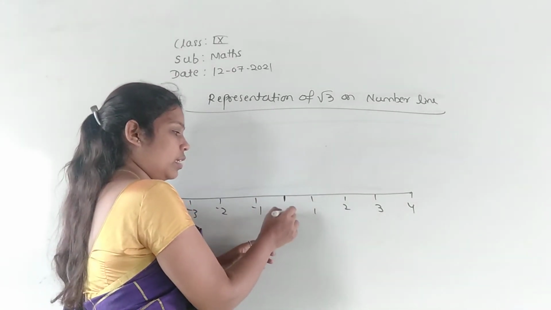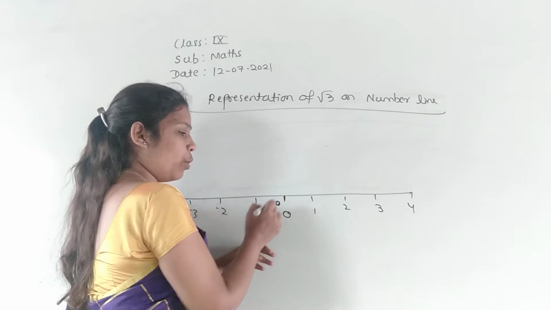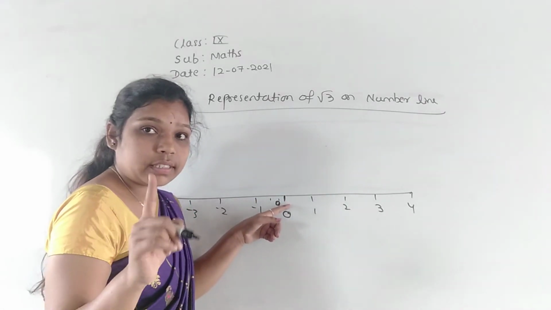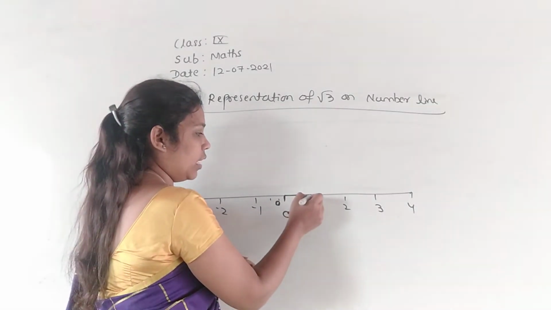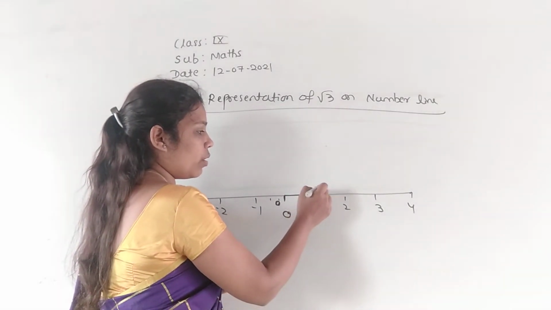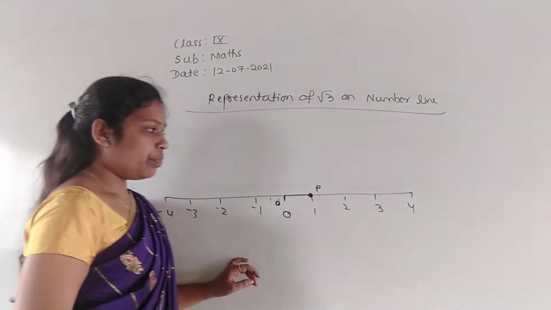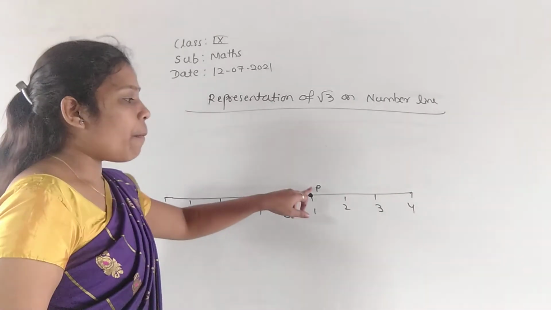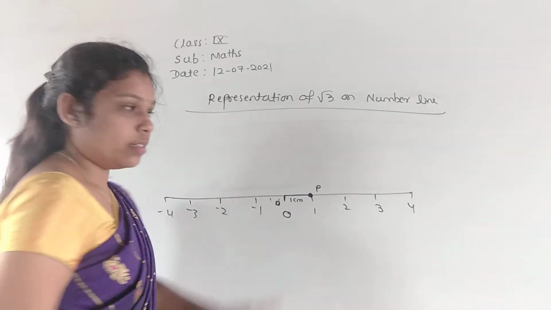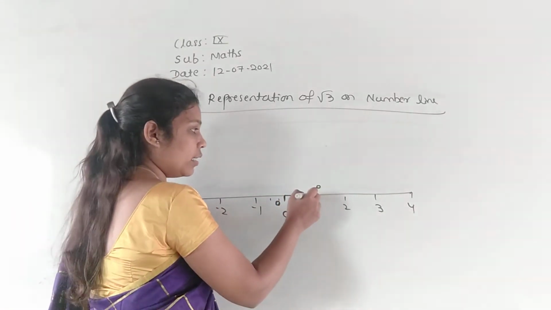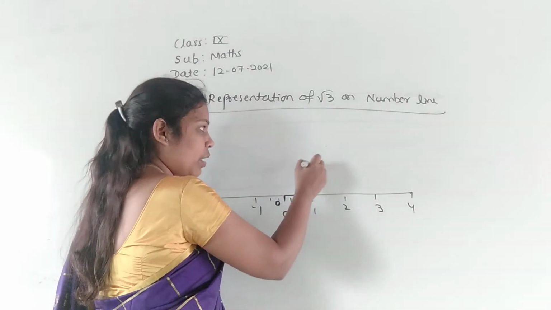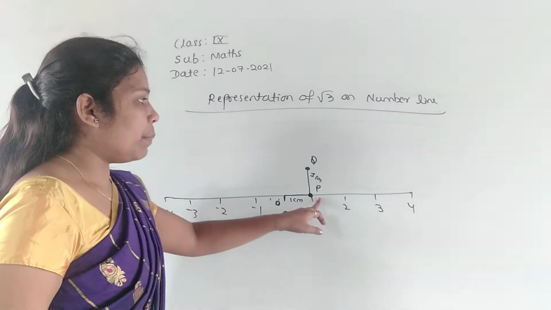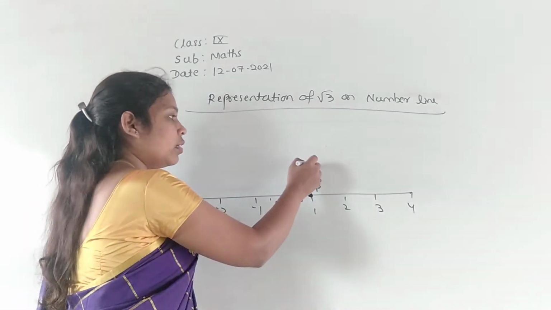So the 0 point is O here. From this O, take a 1 centimeter distance. Means this only, right? So this point is now represented as point P. Here 1 centimeter first, and after that from point P take a 1 centimeter distance. That will be the Q here. Understanding? This is point P and this is point Q.